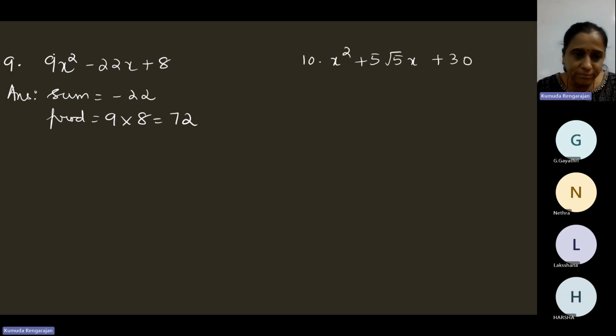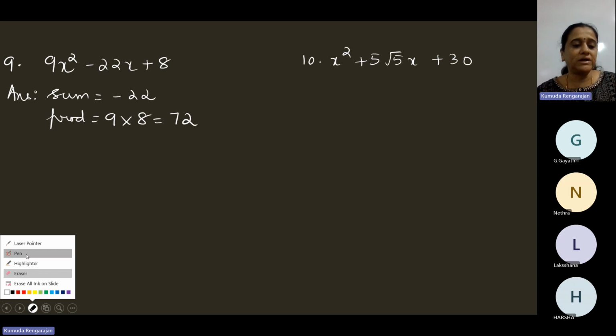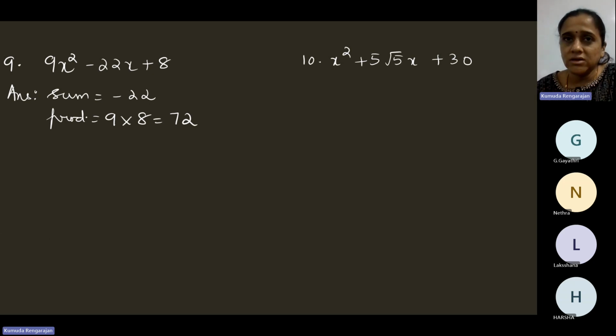The product is the product of the coefficient of x squared and the constant. How do you find the product? It's the product of the coefficient of x squared and the constant. And that's the product, 72. Now you need to split the middle term. Find two numbers which will satisfy the sum and product.